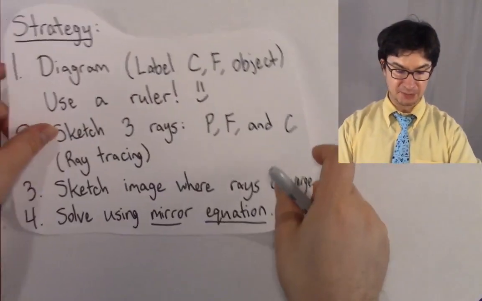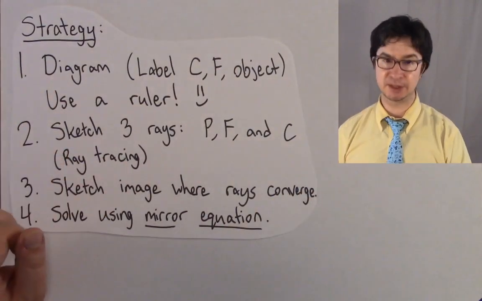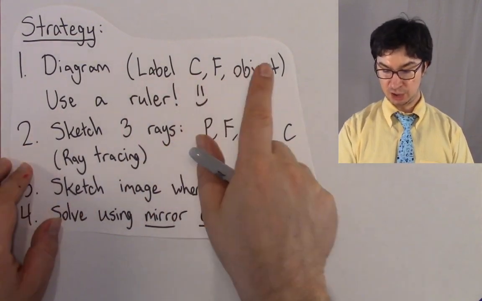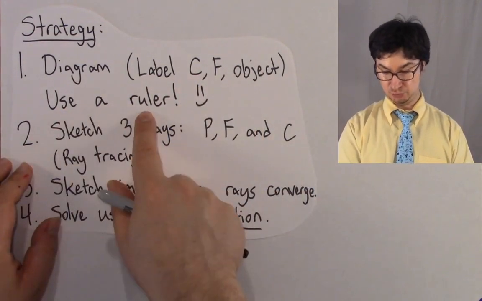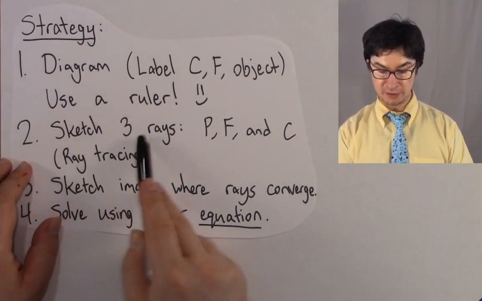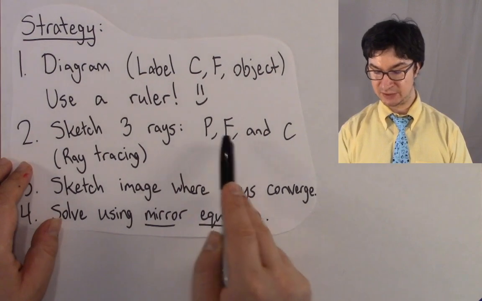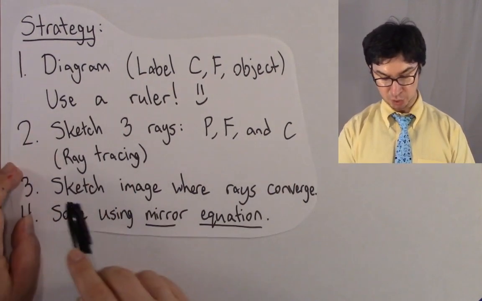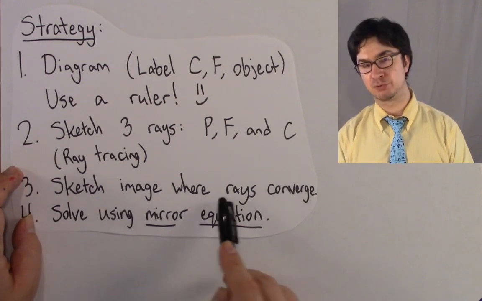The first step is to draw a diagram, exactly as we did before. Label the center of curvature, label the focus, draw the object, and then use a ruler to make sure that your diagram looks good. The second step is to draw the 3 rays that we're going to talk about: the P ray, the F ray, and the C ray. That's called ray tracing.